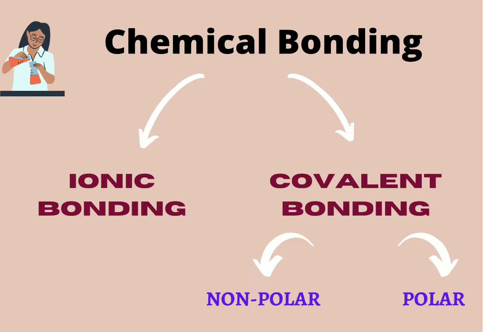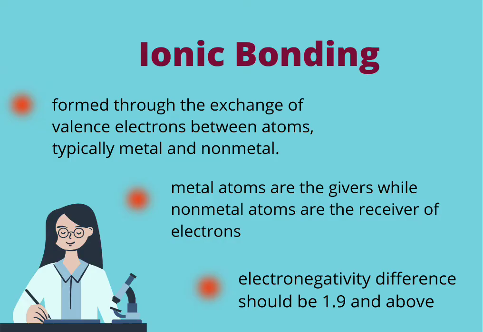Under covalent bonding, nonpolar and polar covalent bonds are involved. Ionic bonds are formed through the exchange of valence electrons between atoms, typically metal and nonmetal. Metal atoms are the givers while nonmetal atoms are the receivers of electrons. Its electronegativity difference should be 1.10 and above to proceed in ionic bonding.